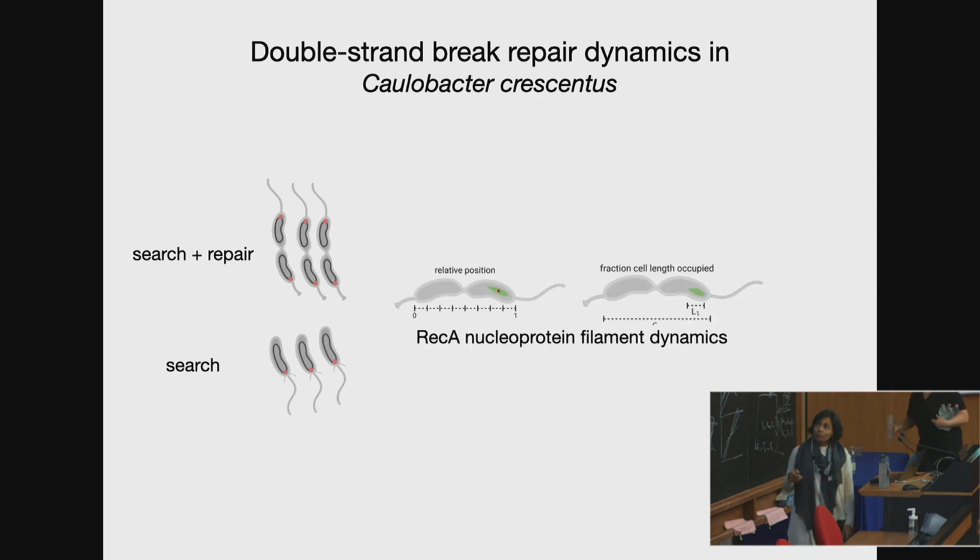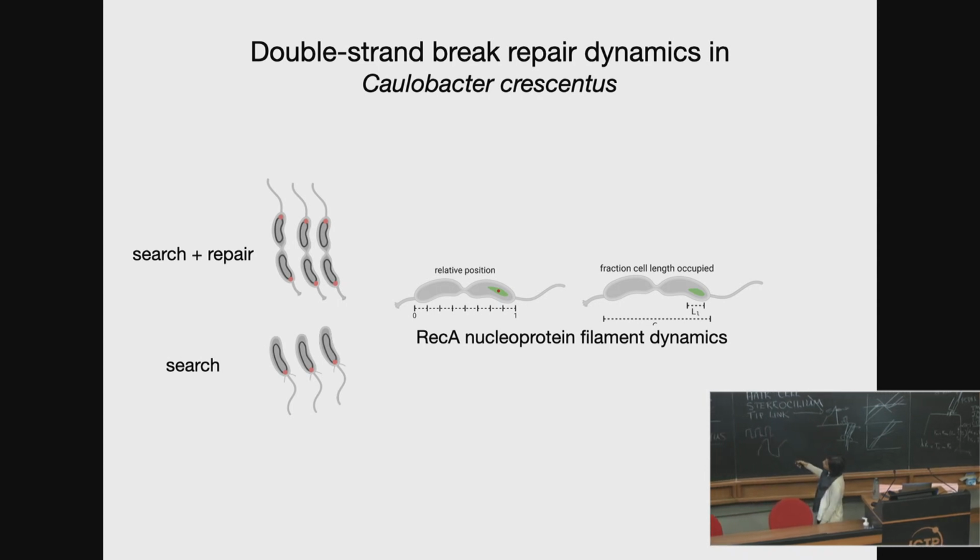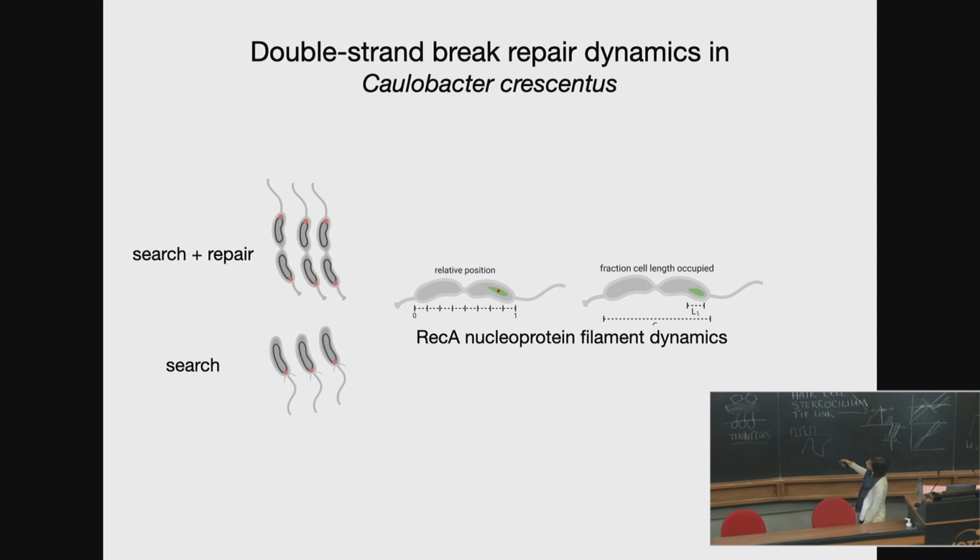And what Afroz did for the purposes of these experiments was to analyze two key properties of the RecA filament. She asked, where is the RecA filament with respect to the length of the entire cell? So for that, she maps the centroid of the RecA filament as it does homology search. And the second thing she asked was, what is the length of the filament and how does it grow and shrink during the search process?